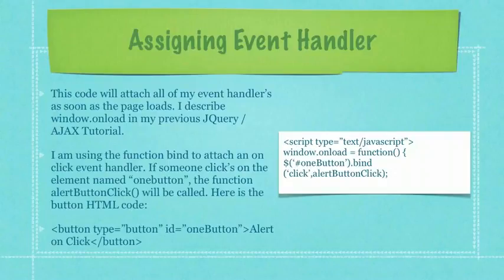I am using the function bind to attach an on-click event handler. If someone clicks on the element named OneButton in this example that I have right here, the function alert button click will be called. And here is the HTML code in the bulleted item in the lower left hand side of the screen that will trigger this event when that button is clicked.